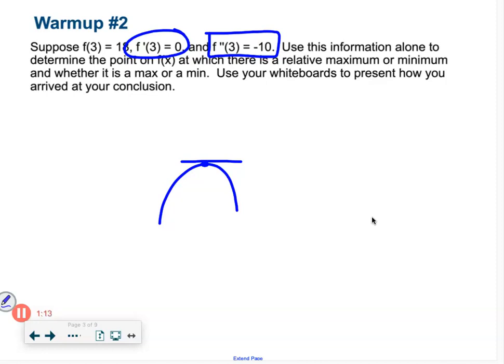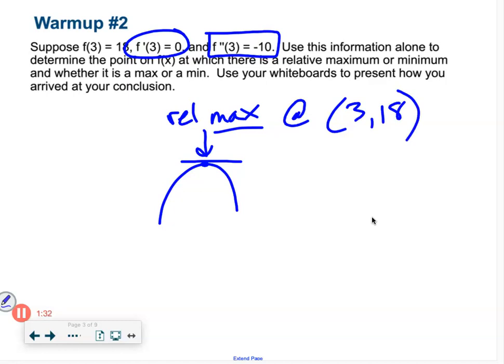So whenever you have, and you have to write this down, when you have a horizontal tangent on a concave down function, what does that mean? That means that you have a rel max. And what's the point? The point would be at the point (3, 18). All right, now some of you wrote because statements, which are incorrect. That's okay, because you haven't learned them yet. So that's what we're going to do today.